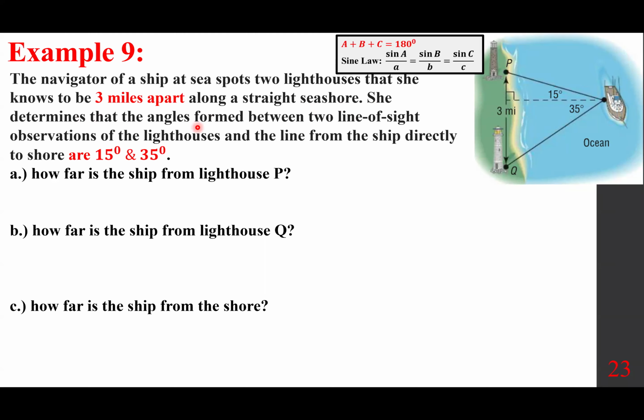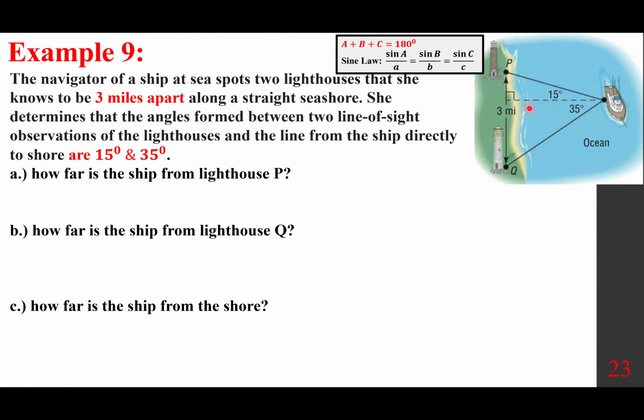She determines that the angle formed between the two lines of sight of observation of the lighthouses and the line from the ship directly to shore are 15 and 35 degrees. In other words, this is 15 degrees, this is 35 degrees. How far is the ship from lighthouse P, from lighthouse Q? How far is the ship from the shore? In other words, this distance.